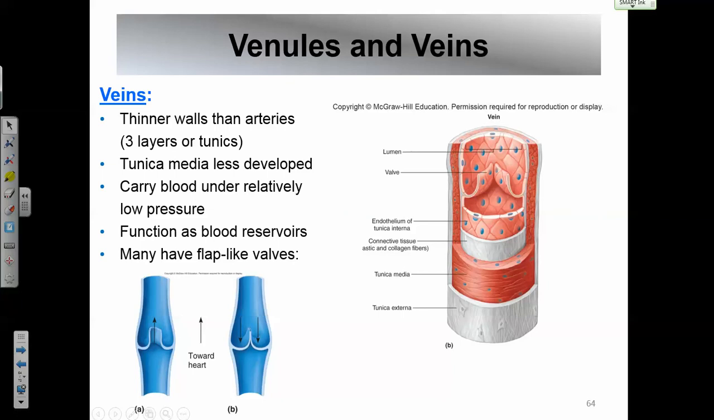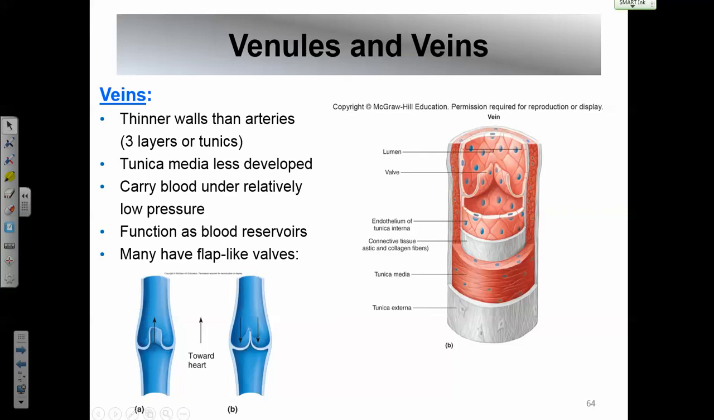All right. So we've talked about arteries, we've talked about capillaries, a little bit about arterioles. Now we're going to look at venules and veins, especially the veins. Like I've already mentioned, they're thinner walled than the arteries because they carry blood with lower pressure. And they have these valves that prevent a backflow. They don't cause movement of the blood, they just prevent it from backflowing.